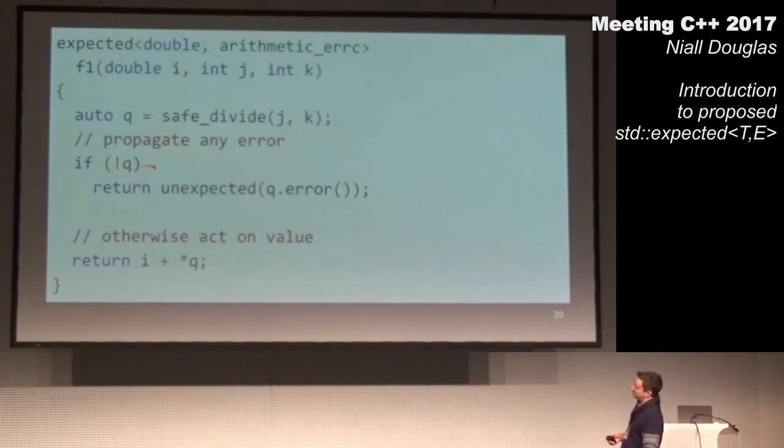If not q, because you can test these things for Boolean truth or false, and if it's false, it means there's an error in it, then we extract the error using that observer, we wrap it into an expected, and we return it, which will then be implicitly converted by expected into a state of arithmetic error C. So in other words, we're propagating it out. Otherwise, we dereference the value that was in the return from safe divide, we add it to i, and we return that as a positive outcome.